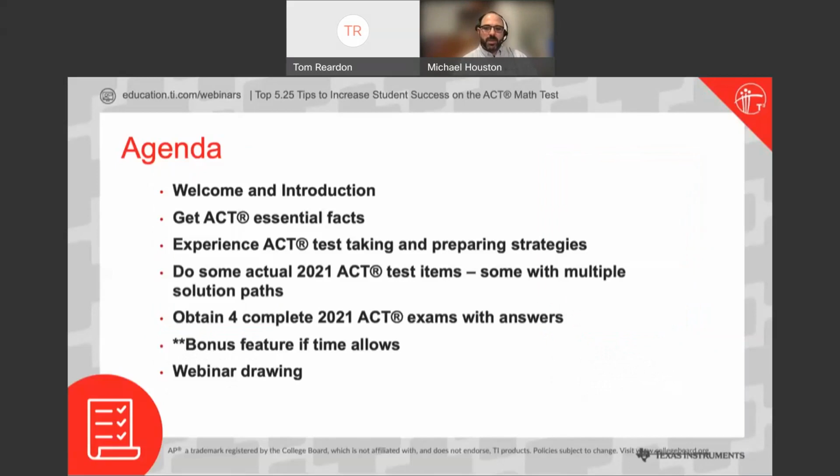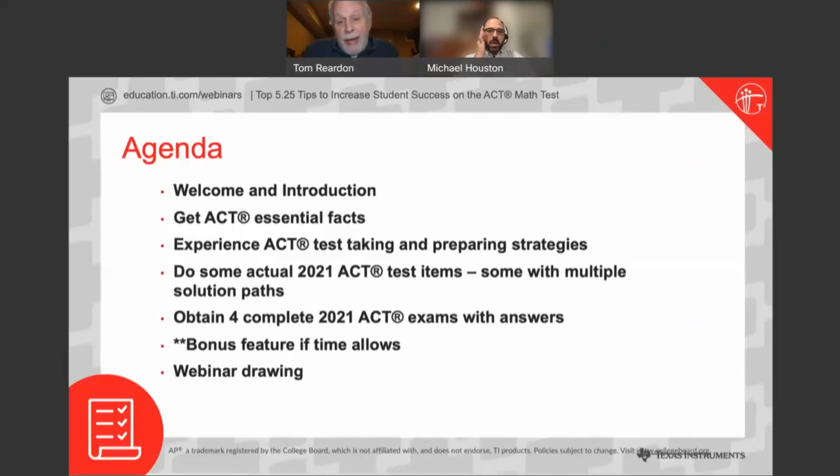Sure. Thanks, Mike. So tonight we're going to get ACT essential facts at first, and experience ACT test taking and prep strategies. We're going to do some actual 2021 ACT test items, some with multiple pass solutions. You're going to be able to obtain 4 complete 2021 ACT exams with the answers, including the reading and science, which I'm sure you're more interested in the math, and a bonus feature if time allows.